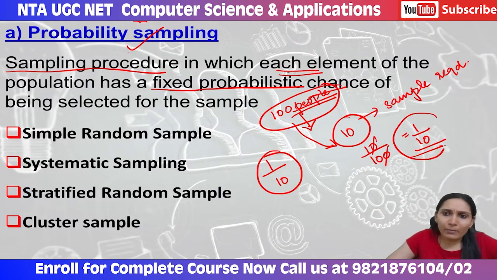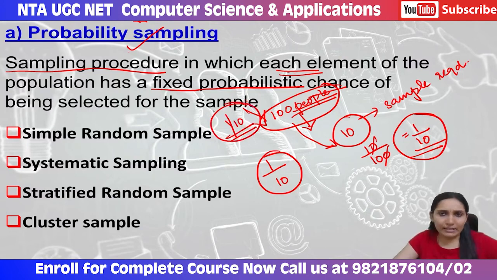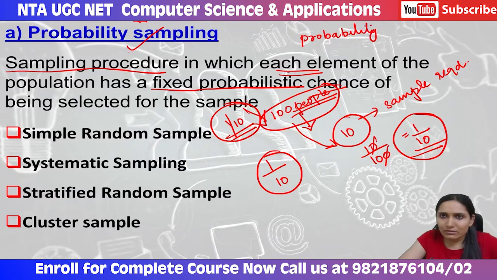So this is the probability of every individual: each of these 100 people has a probability of 1 by 10 to be selected. Here 10 people need to be selected from the 100 available, and each person has a fixed probabilistic chance, that is, everyone has a fixed 1 by 10 probability of being selected for the sample. So here the probability is fixed.